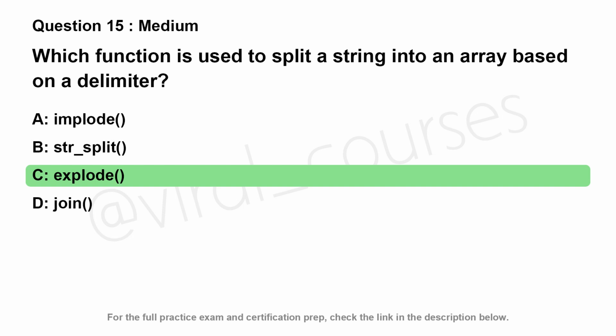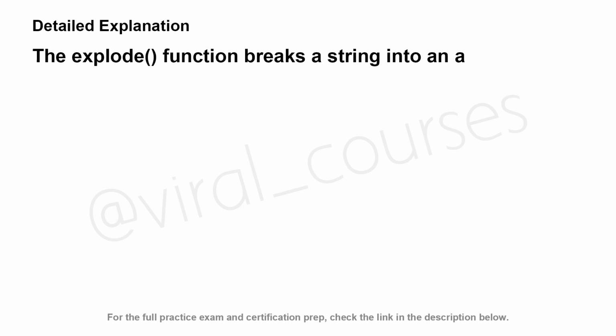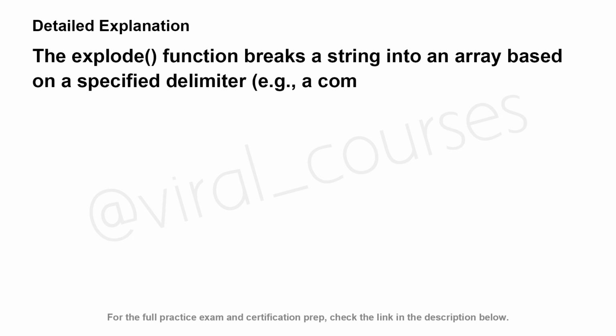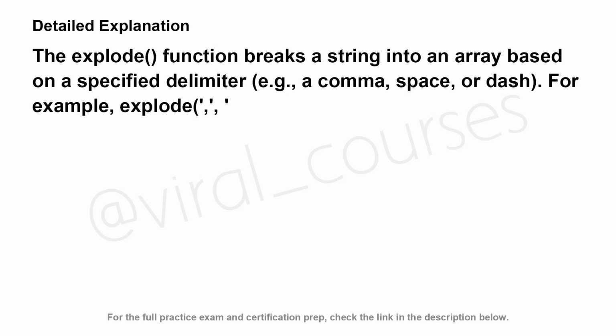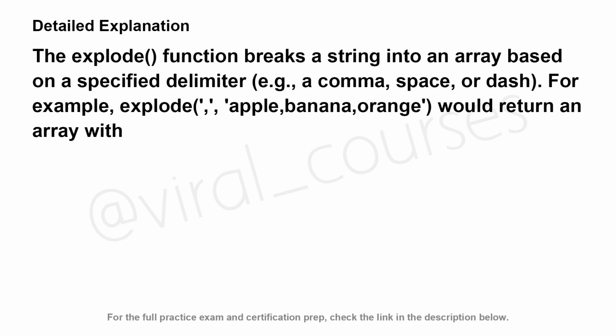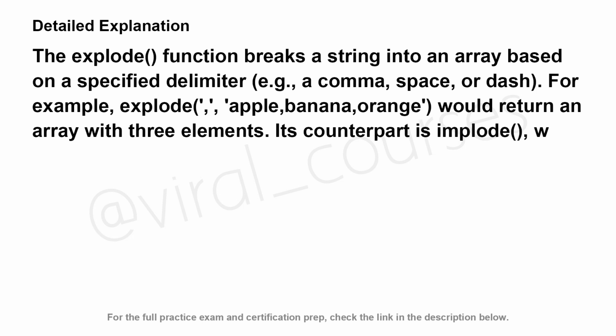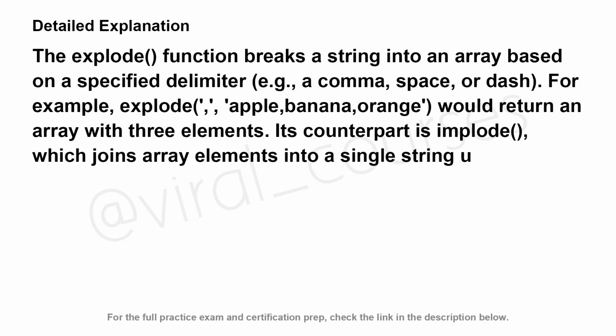The correct answer is C. The explode function breaks a string into an array based on a specified delimiter, e.g., a comma, space, or dash. For example, explode(',', 'apple,banana,orange') would return an array with 3 elements. Its counterpart is implode, which joins array elements into a single string using a glue string.